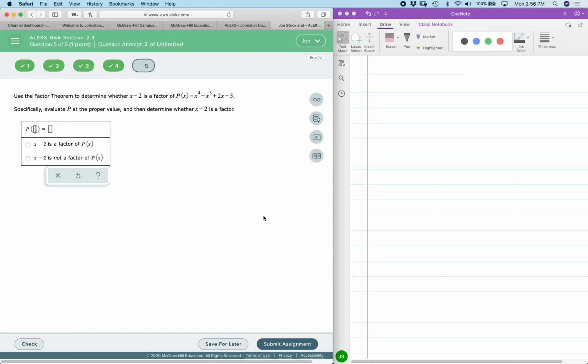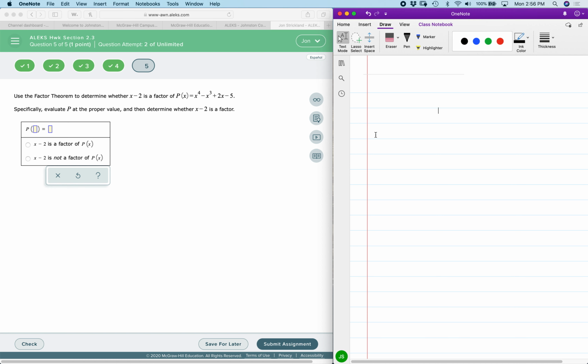Okay, for the last problem case, it says use the factor theorem to determine whether x minus 2 is a factor of p of x is equal to x to the 4th minus x cubed plus 2x minus 5. Now looking at it, I'm just going to show you the long division setup, then we're going to translate over to synthetic division. So I have x minus 2, and I have into x to the 4th minus x cubed. Notice we have an x squared term that is missing. And I have plus 2x minus 5.